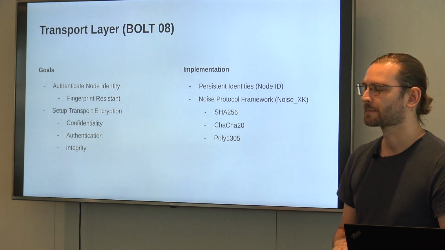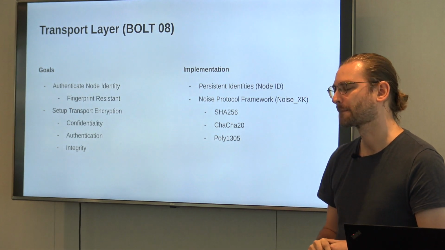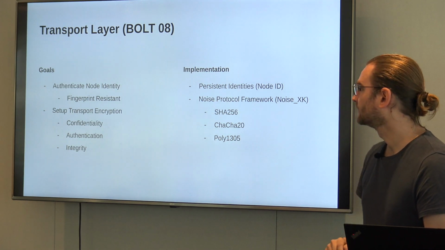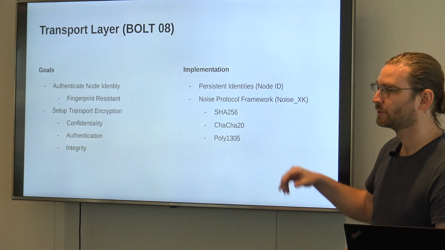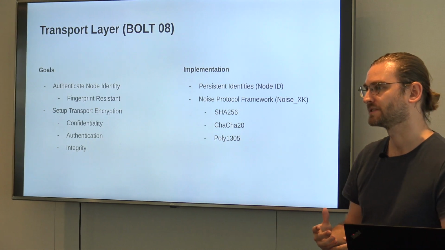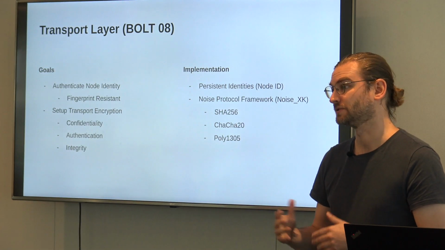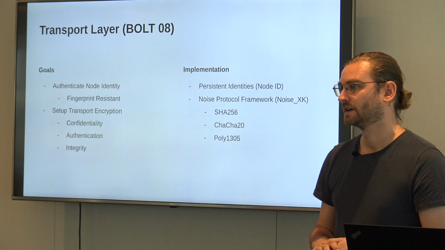What was the rationale for using persistent identities? Persistent identities become important once we start routing payments, because we need to have a way to address individual nodes in the network.